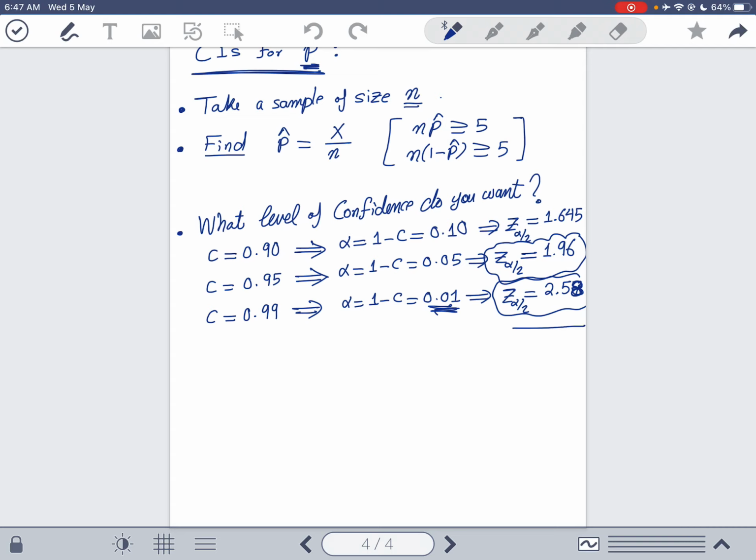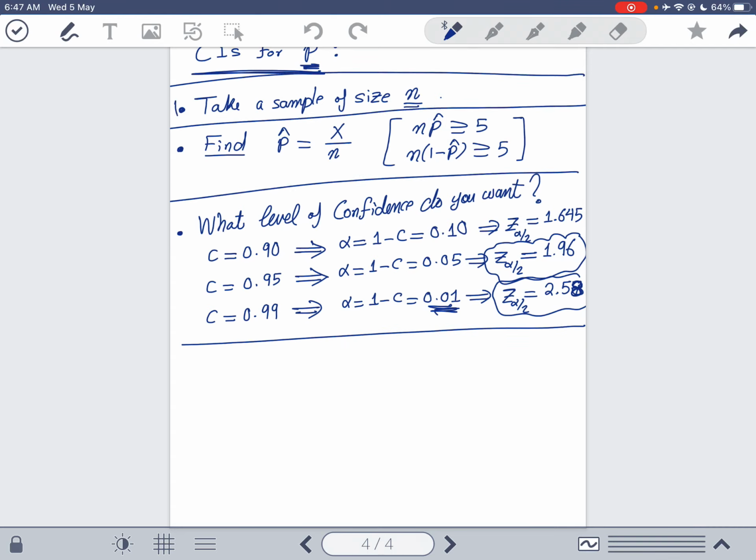Okay. And so these are the steps. That is number 1, number 2, number 3, and now number 4, the last one. Well, let's keep going. I'll do 5 steps instead. Compute the margin of error. We call it E.